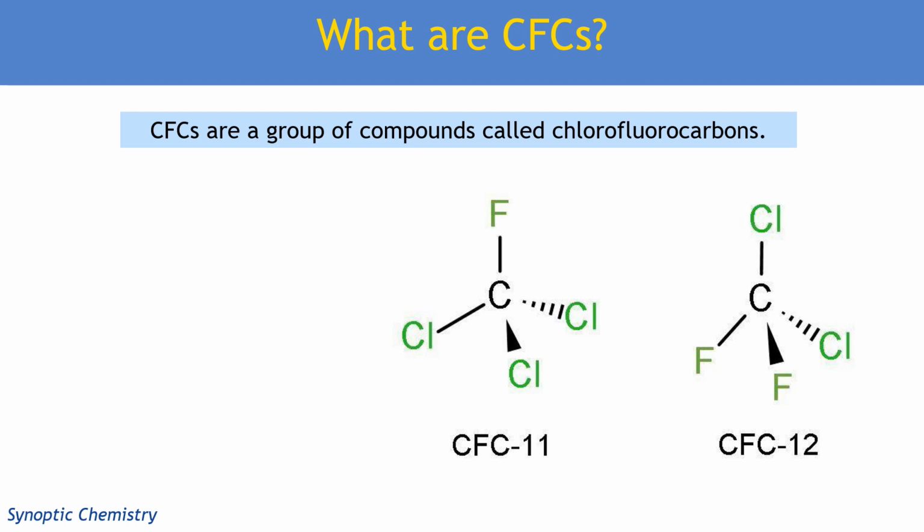Their systematic names are a bit of a mouthful. So we would have trichlorofluoromethane, or we'd have dichlorodifluoromethane, and so they tend to just be given codes like CFC11. So CFCs are extremely unreactive. That's because of the strength of the carbon-halogen bonds. So those bonds do not break easily.